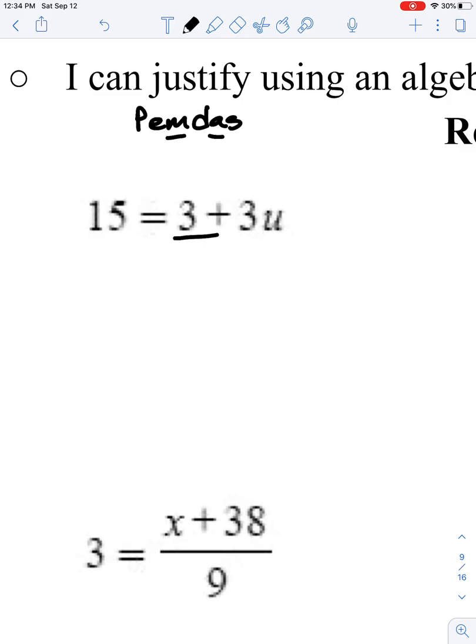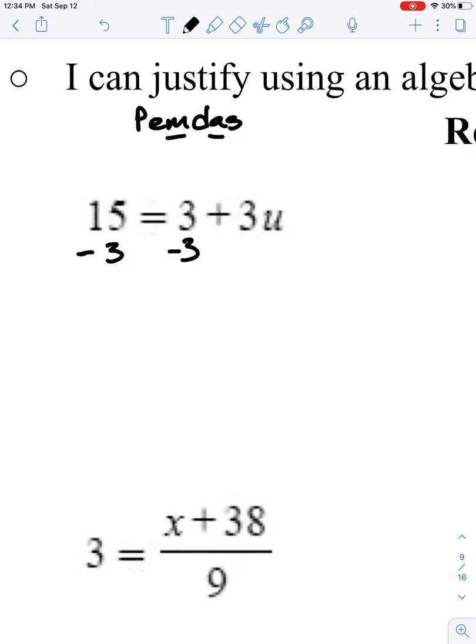So we have to get rid of this 3 plus and leave this multiplication that's happening. There's a 3 times u there. You just don't see the multiplication symbol. We just assume that it's there. We are going to wait for that one until we get this plus 3 away from it. So to do that, we have to subtract 3.